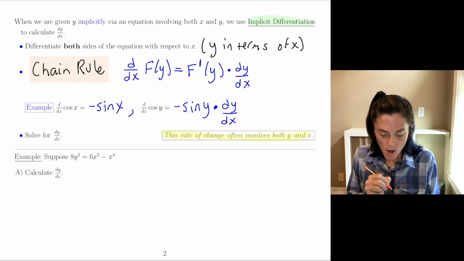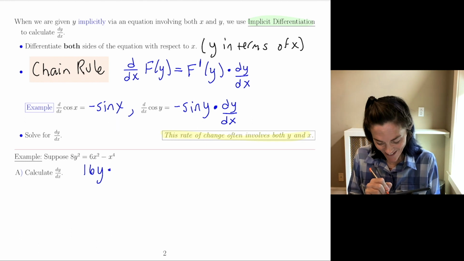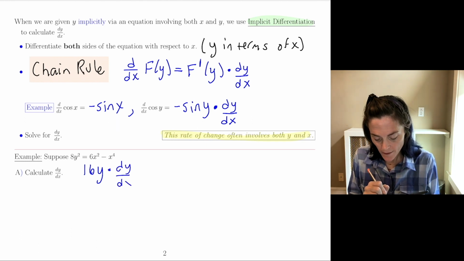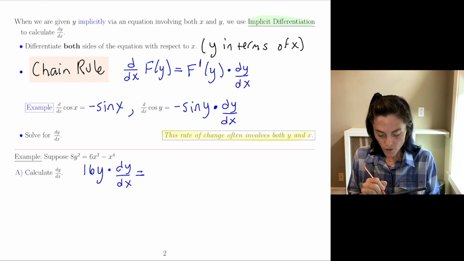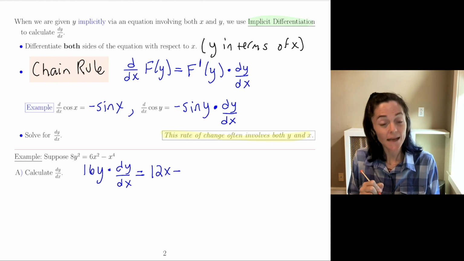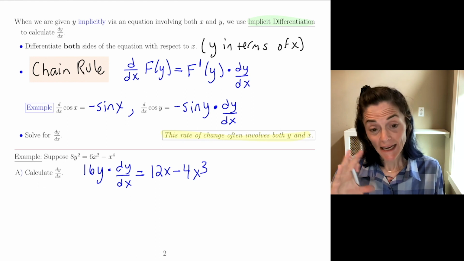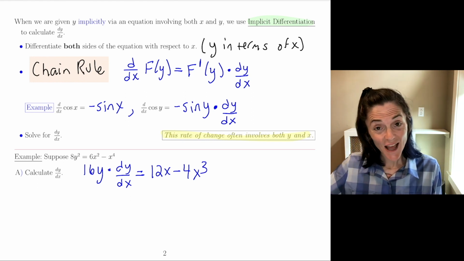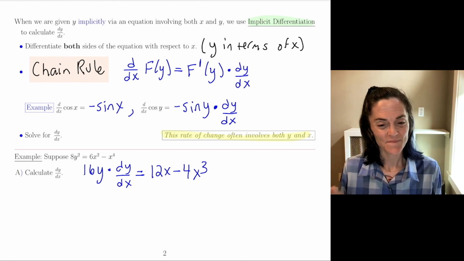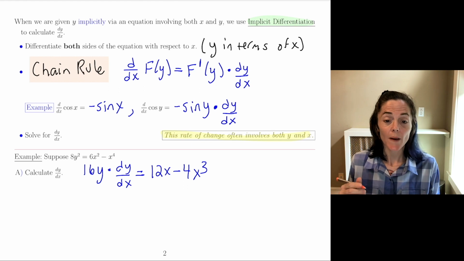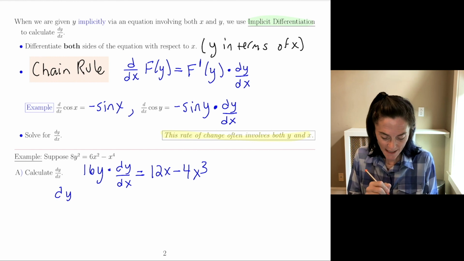Okay, well, I have 16y times dy/dx. This was the chain rule here. And this will equal, now differentiate the right-hand side. We have 12x minus 4x cubed. You see how I differentiated everything, left-hand side and the right-hand side of my equation, with respect to x? Well, here, what can I do? I can just divide both sides by 16y. So I am solving for dy/dx here.